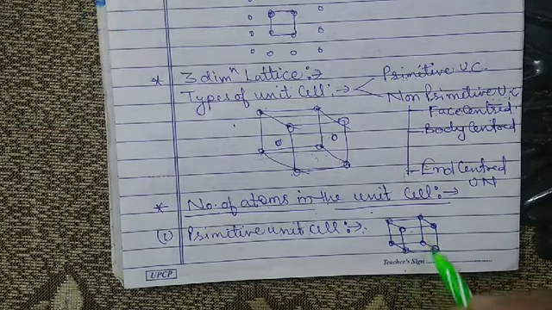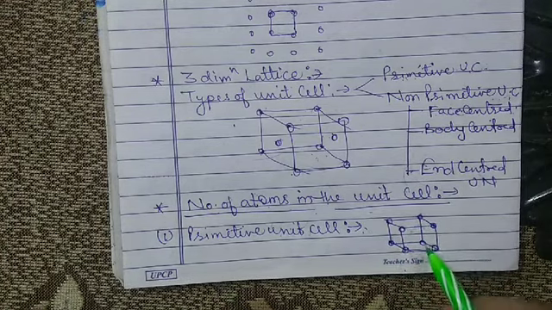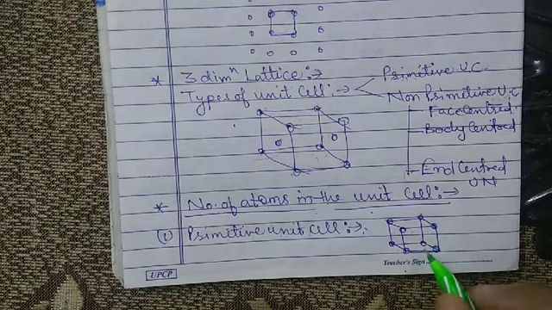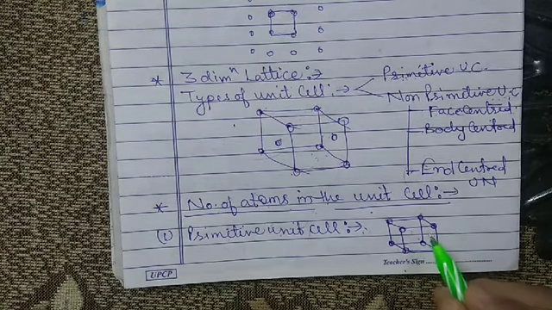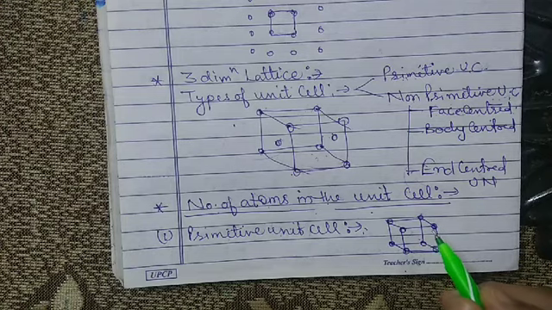So the atoms present at each corner, we are talking about these atoms. These are the atoms which are present at the corner. Each contributes 1/8 to the cube because it is shared by 8 cubes.